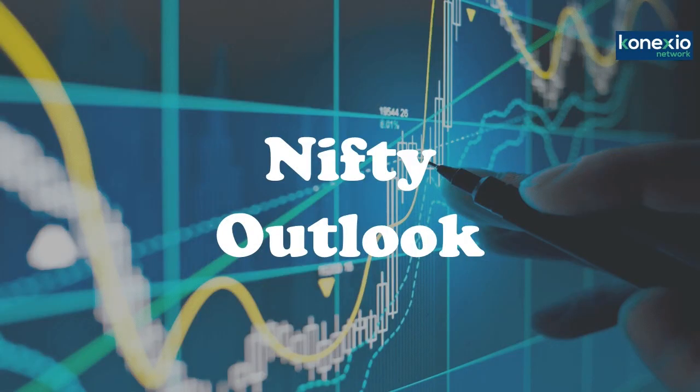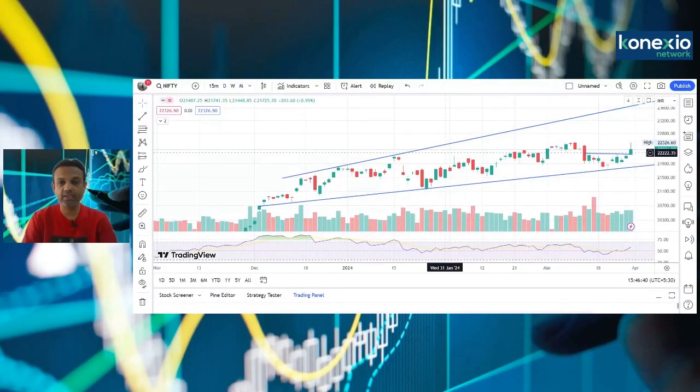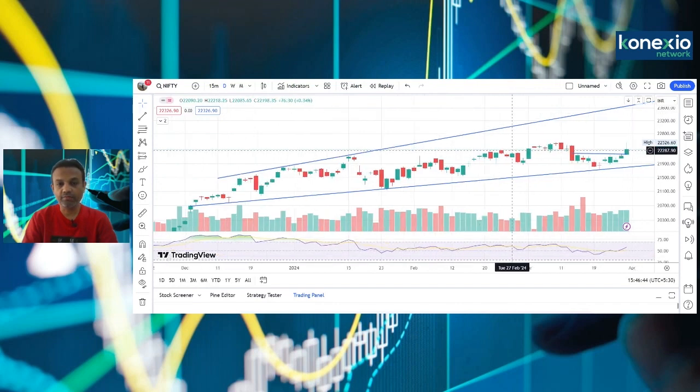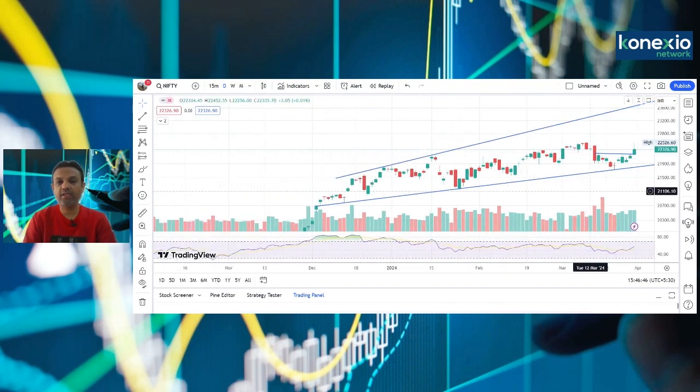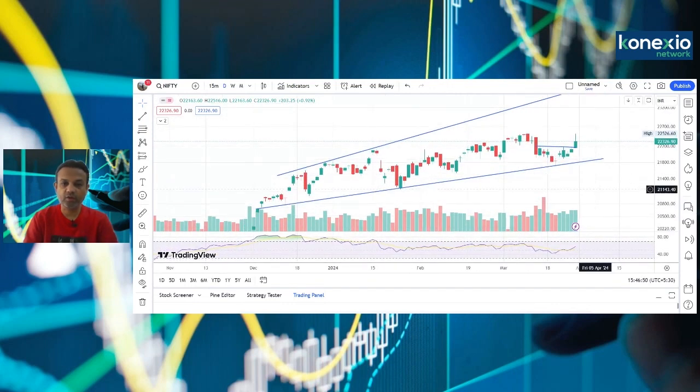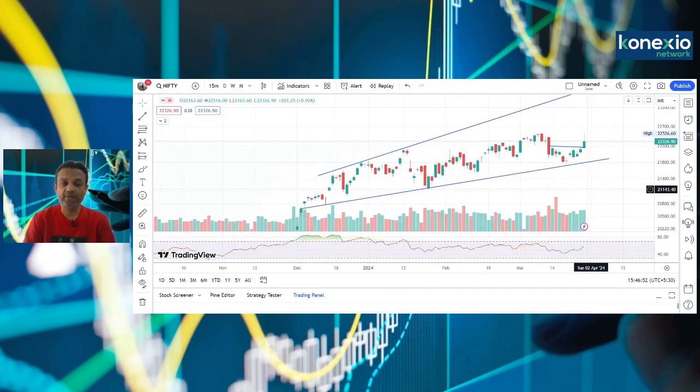So without wasting time, let us go to the Nifty daily charts and try to figure out what could be the trend for the next week. This is the Nifty daily chart you can see on the screen. We have been discussing this particular expanding triangle for the last couple of months, and Nifty has managed to trade very well in this expanding triangle pattern.